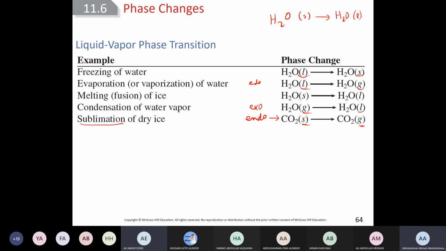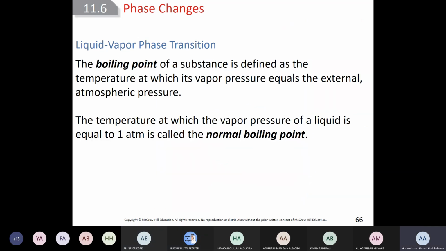Exactly. When you say endo, it means what? Gaining heat. Yeah, you need to put heat in. Delta H will be positive or negative? Positive. Yes, you have to know this. Good.